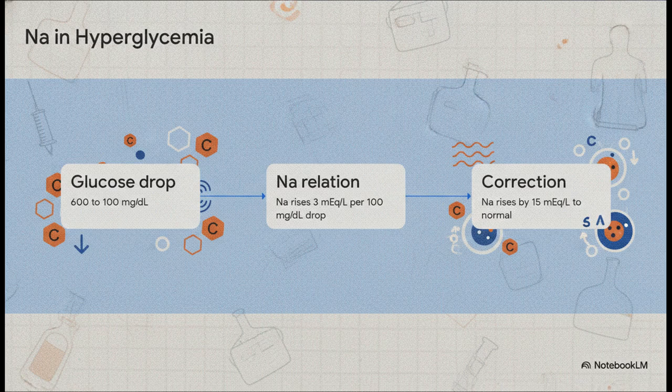Here's why. Profound hyperglycemia creates a dilutional hyponatremia by dragging intracellular water out into the blood. For every 100-point elevation in glucose, the measured sodium artificially drops by about 3 milliequivalents. So reversing that glucose from 600 down to 100, a 500-point drop, naturally and safely pulls that serum sodium back up by around 15 milliequivalents, dropping it right back into the normal range.